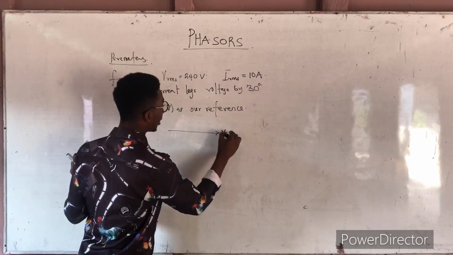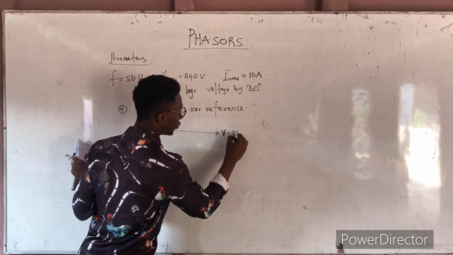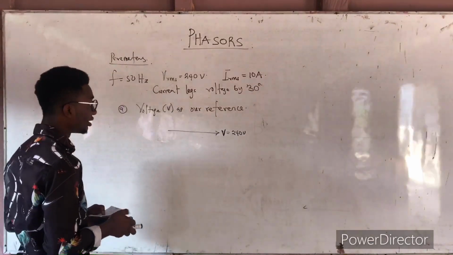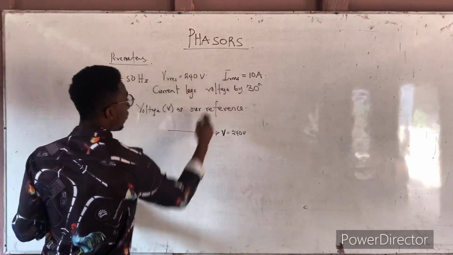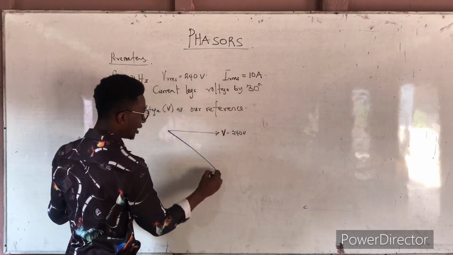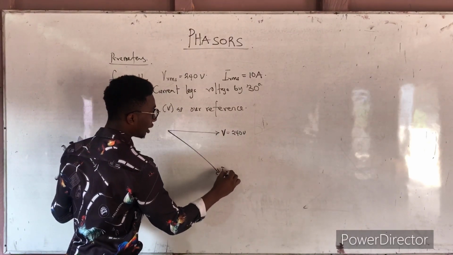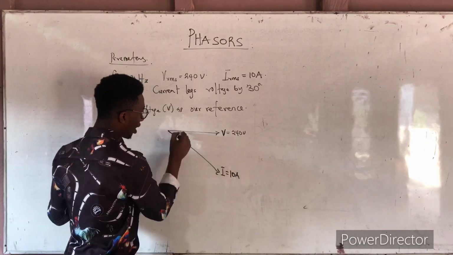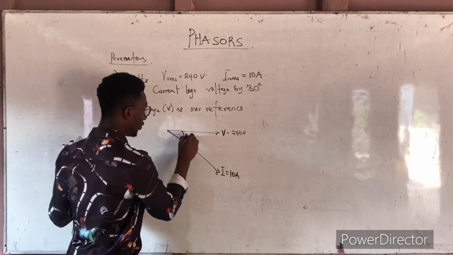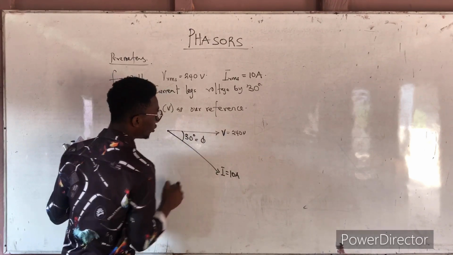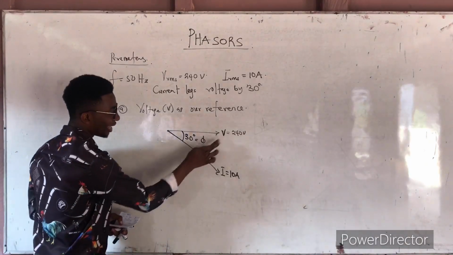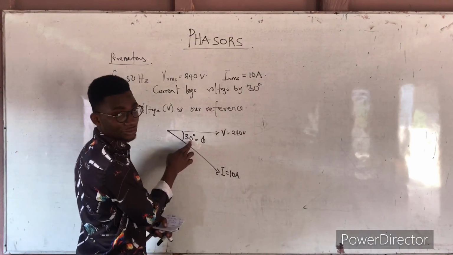The voltage is the VRMS, 240 volts. And the question says the current is 10 amperes, lagging by 30 degrees. So therefore the current will be lagging by 30 degrees, and there is I, which is 10 amperes. The phase angle is 30 degrees. So this then becomes our phase diagram. The current is lagging the voltage by 30 degrees.